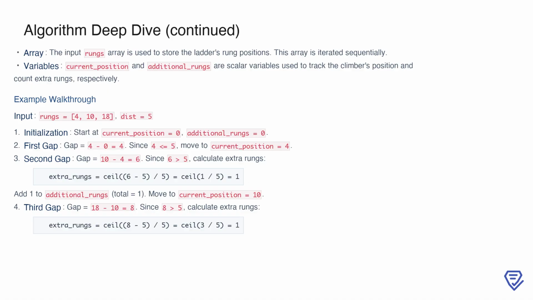Next, the gap to the second rung at position 10 is 10 - 4 = 6. This exceeds the climber's reach, so we calculate the number of additional rungs needed using the formula ceil((6 - 5) / 5) = ceil(1/5) = 1. One extra rung is added, bringing the total additional_rungs to 1, and we move to current_position equals 10. Finally, we examine the gap to the third rung at position 18.